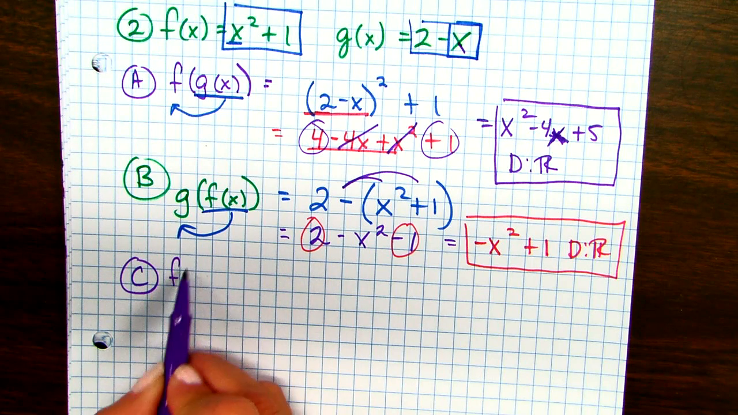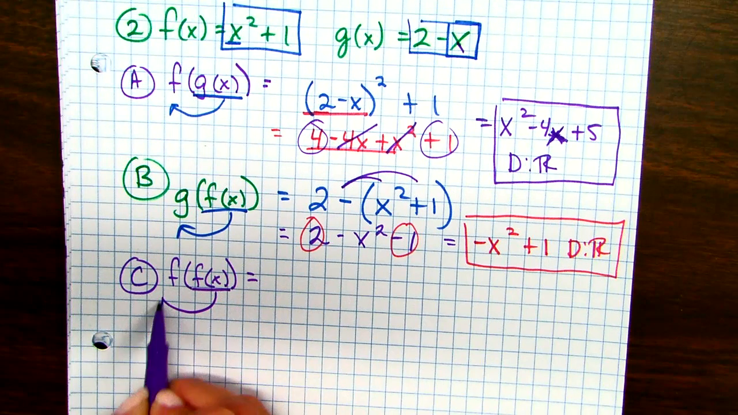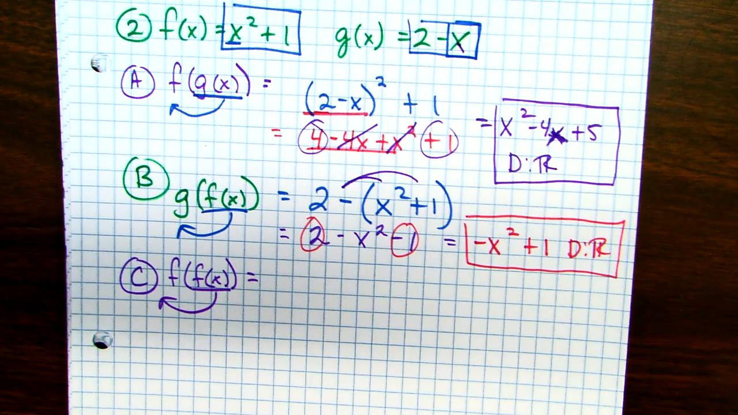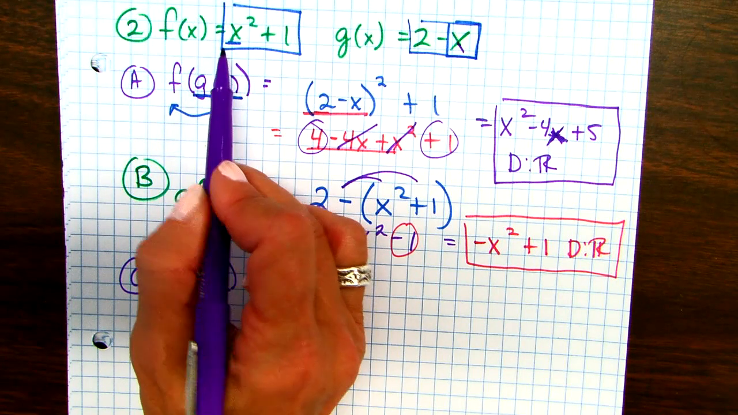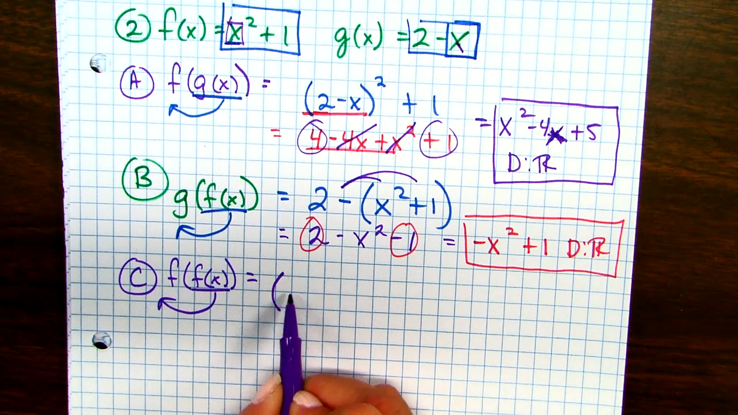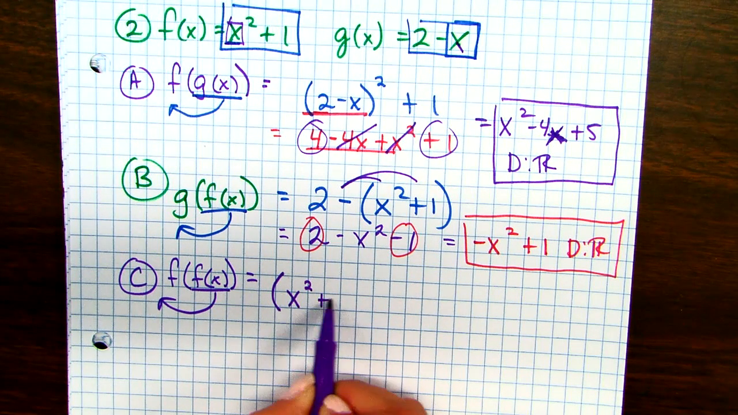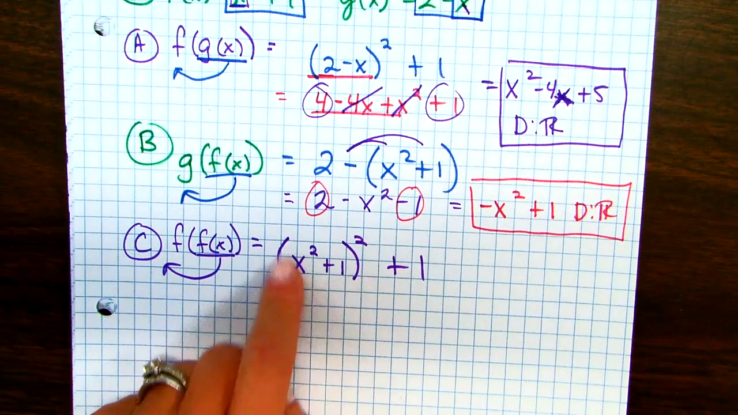C is f of x. You can plug right back into the same function. We're going to take f of x and put it back inside itself. So you're going to take x squared plus 1 and plug it in right there. I'm going to need parentheses for that. X squared plus 1 squared plus 1. Right, this was x.